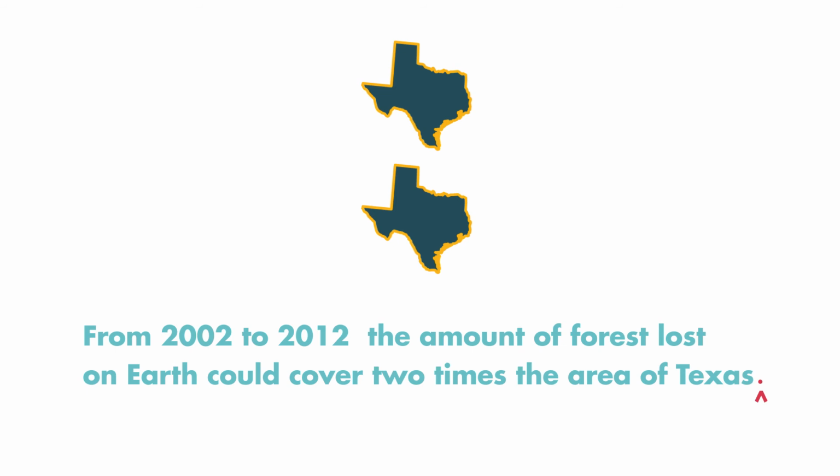Read this sentence. From 2002 to 2012, the amount of forest lost on Earth could cover 2 times the area of Texas. Did you notice a pause? We need to add a comma after the prepositional phrase from 2002 to 2012. Now you know how to proofread your writing.